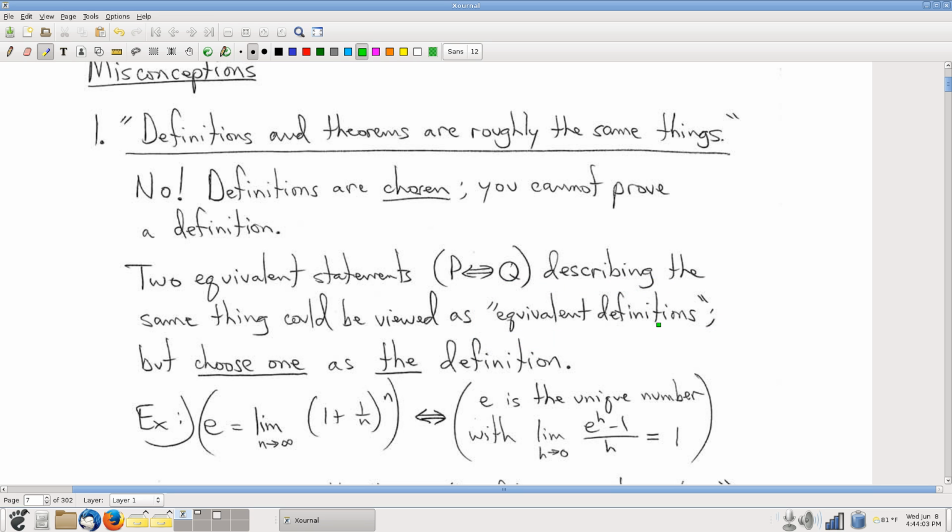Importantly, though, when you're doing math, you have to choose one of them to be the definition and to work with. That's your fundamental definition of that object or word. And then the other you take as a theorem. So, for example, I might define e by this, and then at that point, this becomes a theorem about the number e previously defined.